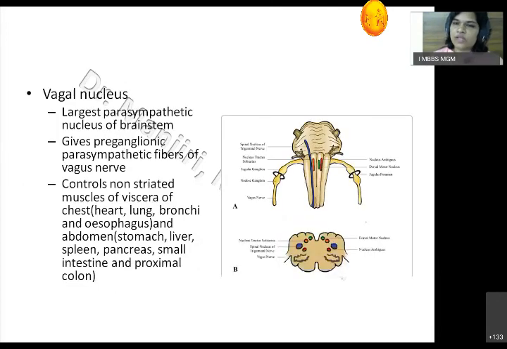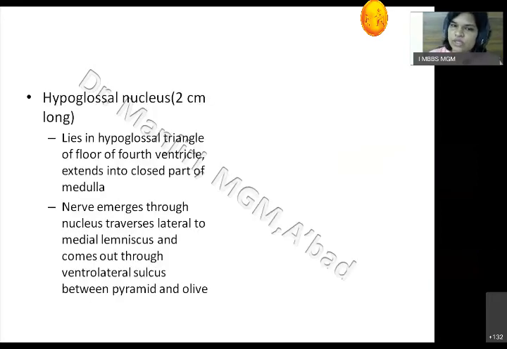Then vagal nucleus is also actually connecting a number of nuclei. It has preganglionic parasympathetic fibers, and it supplies the viscera of chest and the abdomen. Hypoglossal nucleus, the nerve emerges from the ventrolateral sulcus.